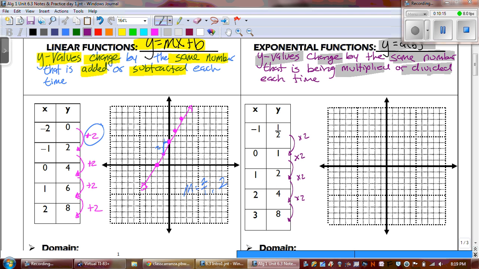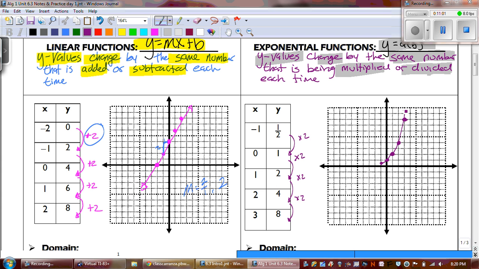Okay? Now, let's take a look to see what this graph looks like. So I know -1 and 1/2 might be kind of hard to graph, but do your best. 0, 1, 1, 2, 2, 4. Oh, that's not 2, 4. And then 3, 5, 6, 7, 8. Okay? Now, what you notice, this graph kind of curves up.